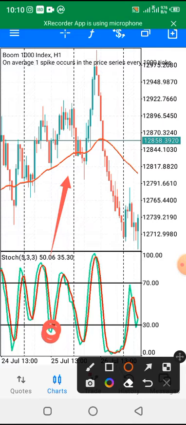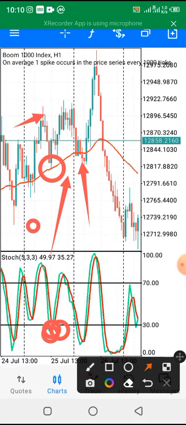This was around here, right? Exactly bouncing above the moving average. So all the conditions were met. As you can see, the crossover happened on the stochastic, and price is also trading above the 50 moving average. You can see it's trading above, right?